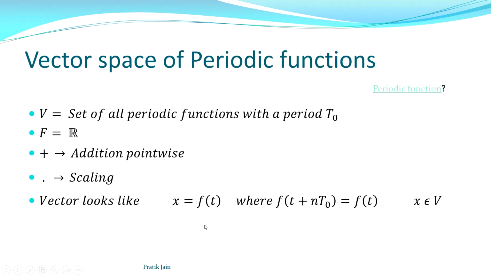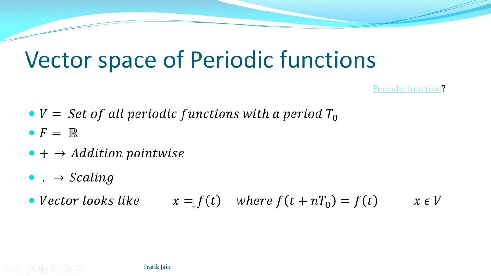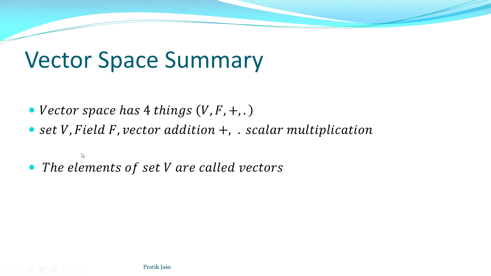Right, so what this says is if you have a V which is the set of all periodic functions with a period t naught, your field is the real numbers, addition is pointwise, and this is the normal scaling, then this thing is also a vector space. A vector looks like this. Now your vector is actually a function. Please understand this. Over here the vector was an n-tuple, but over here the vector is a function, because for this vector space the vector becomes a function. Hence I have given emphasis that the vector is actually an element of the set V.